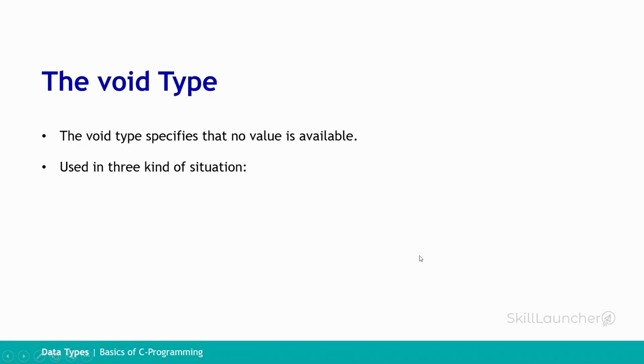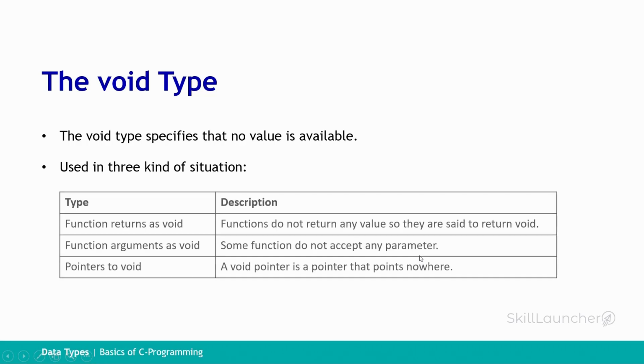It is used in 3 kinds of situations. First, when a function does not return anything, it returns void type. There are various functions in C which do not return any value, or you can say that they return void. A function which does not return any value has the return type as void. Some functions do not take arguments, or we can say they take arguments as void.